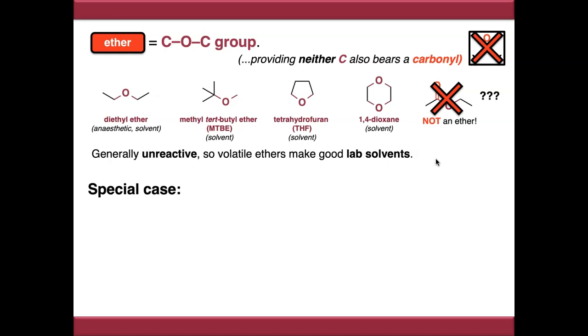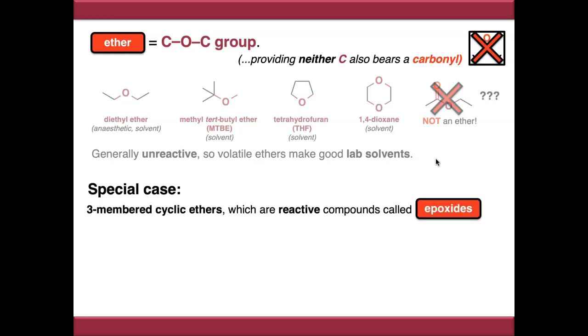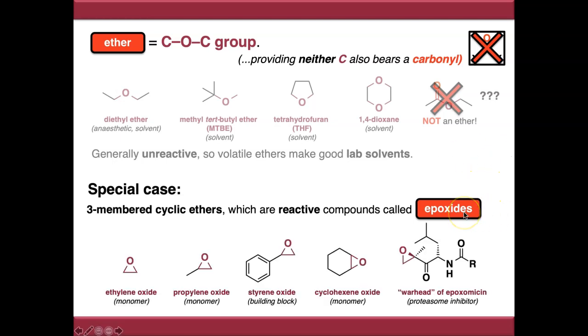There is a special case of ethers though, which is that if you've got a 3-membered cyclic ether, they are reactive, and these are called epoxides. So compounds like this, where you've got what you would otherwise classify as an ether, carbon-oxygen-carbon linkage, but it's in a 3-membered ring, these are epoxides, and these are reactive because there's ring strain within this 3-membered ring, so they like to pop open. But we'll cover reactions involving epoxides throughout the module.